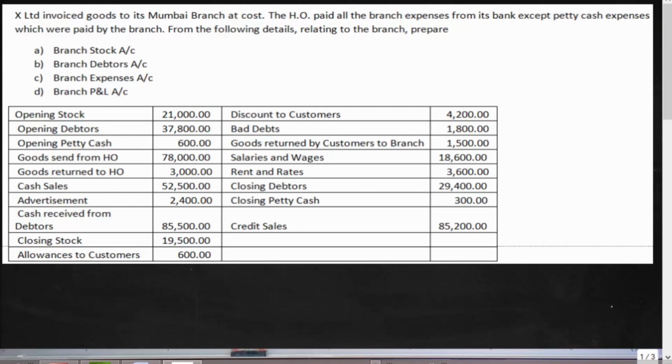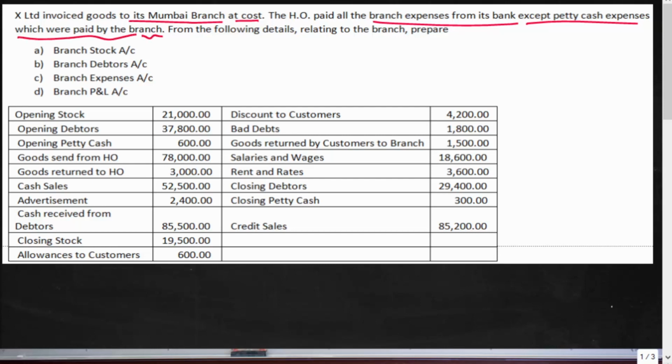X Limited invoiced goods to its Mumbai branch at cost. The head office paid all branch expenses from its bank except petty cash expenses which were paid by the branch. From the following details relating to the branch, prepare branch stock account, branch debtors account, branch expense account, branch P&L account. It means we have to open all these accounts.